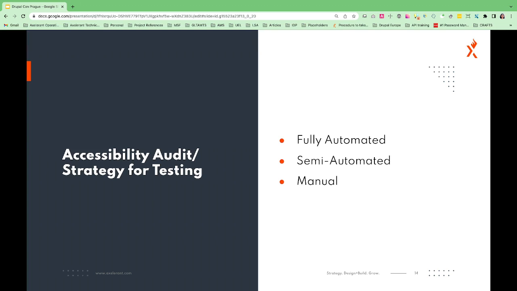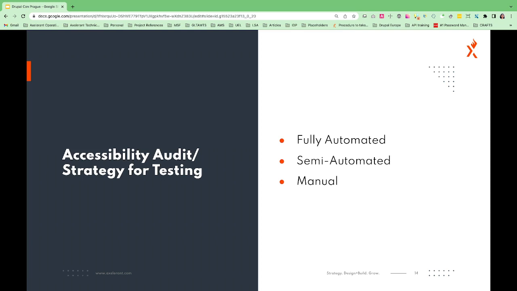Semi-automated is something where we will still be reporting the issues, and we go with assistive technologies like screen readers, WAVE, and for example, for iOS, VoiceOver. So these are the ones for semi-automated.